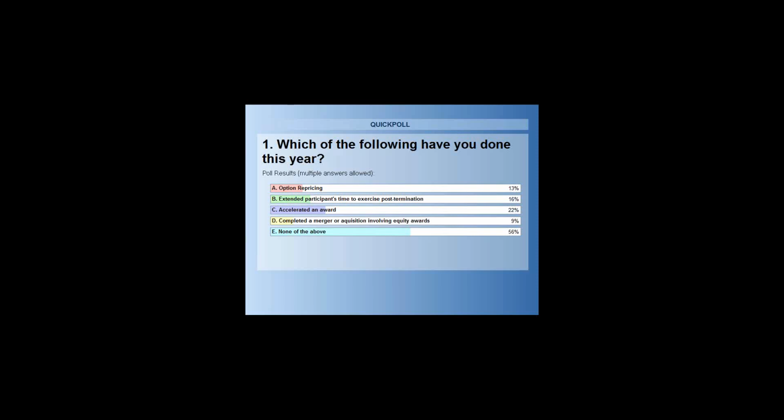So it looks like a variety of activity, but more than half of you haven't had any of these events occur, which makes things a lot easier for sure. Repricings, we'll talk a little bit about repricings and some of the other modifications. For those of you that did have the B and C events occur, hopefully you took some incremental expense or at least did an analysis on the modification, because there is some accounting impact aside from maybe tax or just administrative impact as well.